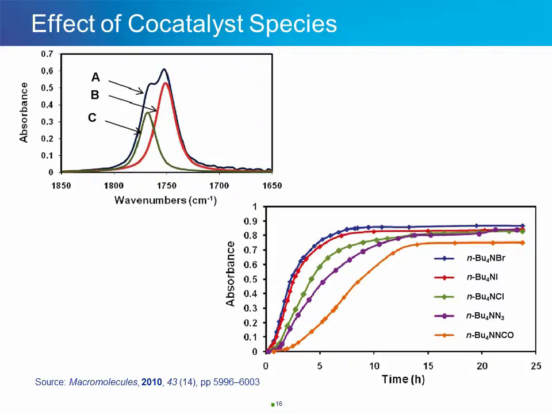On the bottom right, we see the formation of polymer as a function of time with different cocatalyst species under a pressure of 35 bar and a temperature of 110 C. It can be readily seen that the rate for copolymer formation differs slightly from each other, and the order of decreasing reaction rate was the anions in this order: bromide, iodide, chloride, azide, and cyanate.